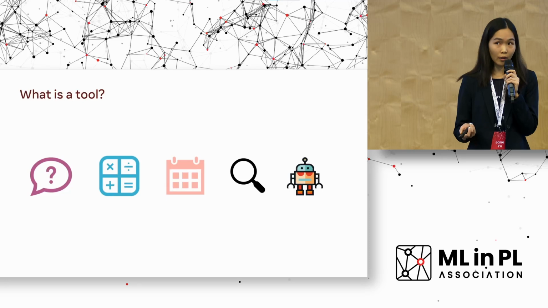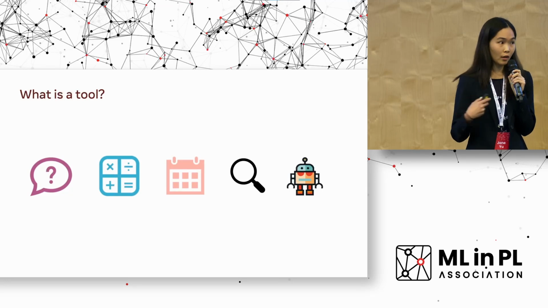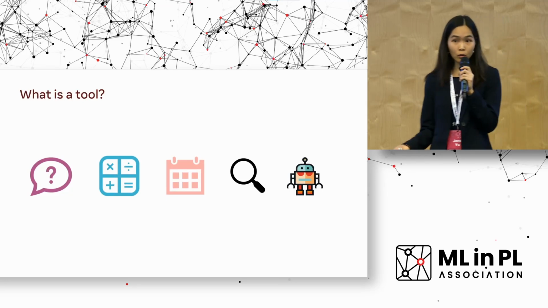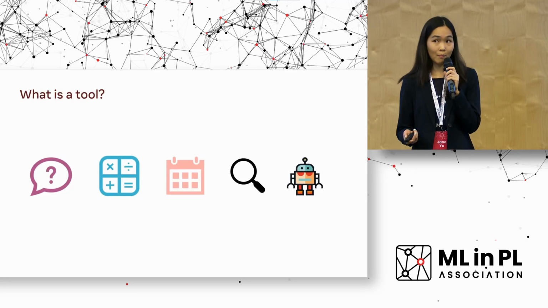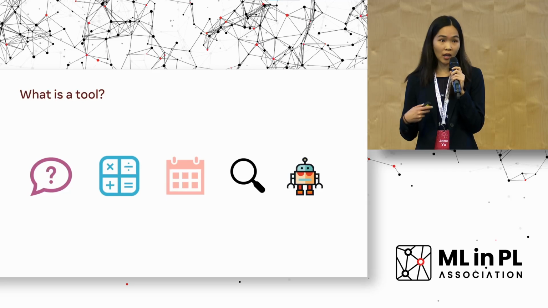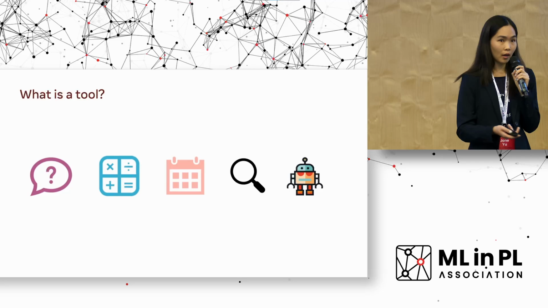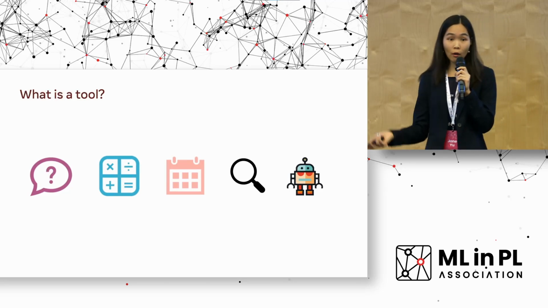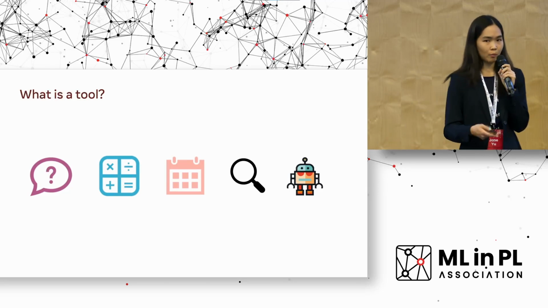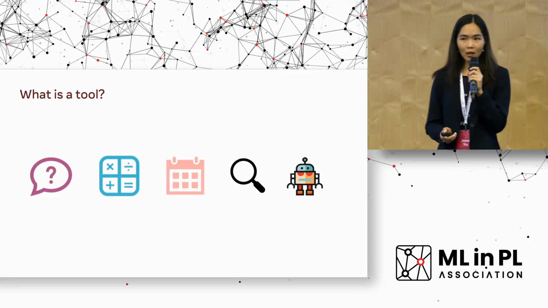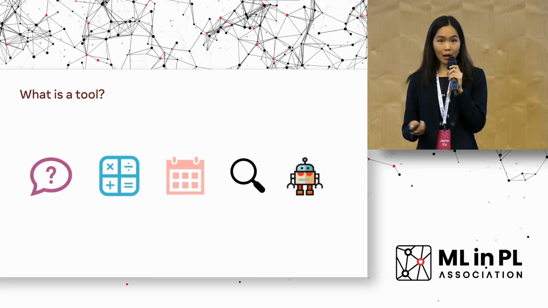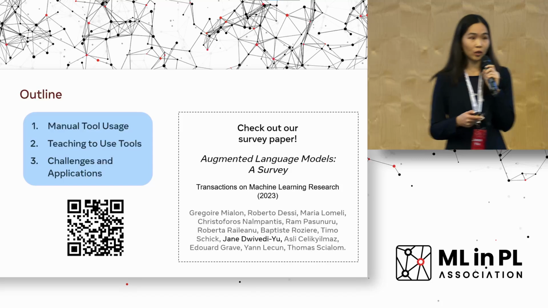We also saw in the previous slide that we have a calculator tool and a calendar tool. We can also imagine a search engine as being a tool. And we can even imagine another model as a tool. You might want to call another model because this other model is maybe more powerful or maybe more specialized at a particular task.